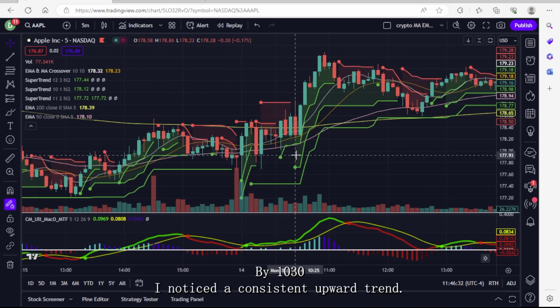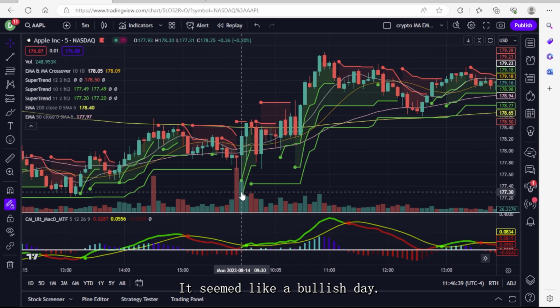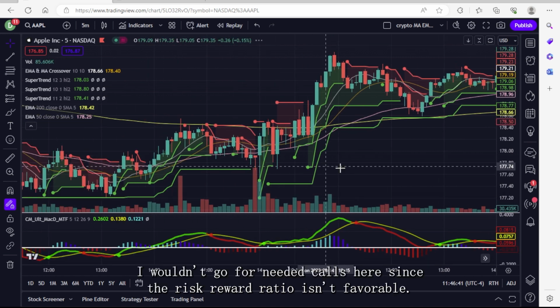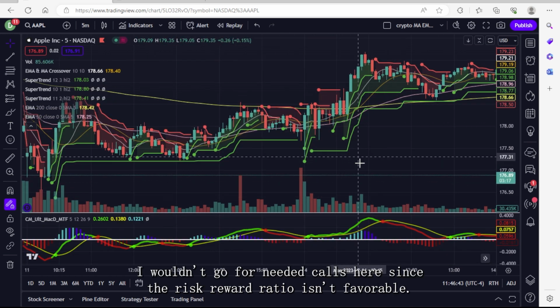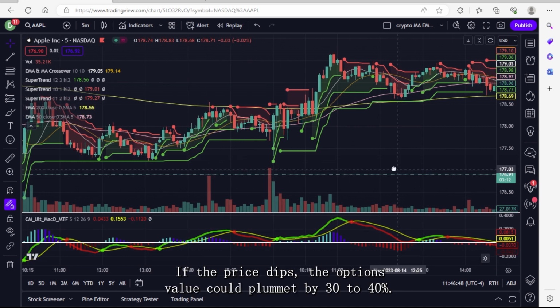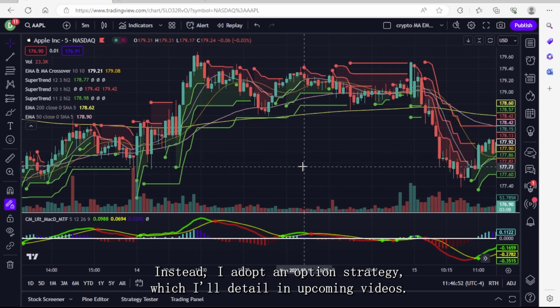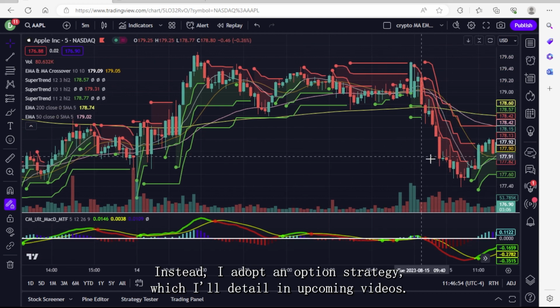By 10:30, I noticed a consistent upward trend. There were several strong green candles backed by volume. It seemed like a bullish day. I wouldn't go for naked calls here since the risk-reward ratio isn't favorable. If the price tips, the options value could plummet by 30 to 40%. Instead, I'd opt for an option strategy, which I'll detail in upcoming videos.